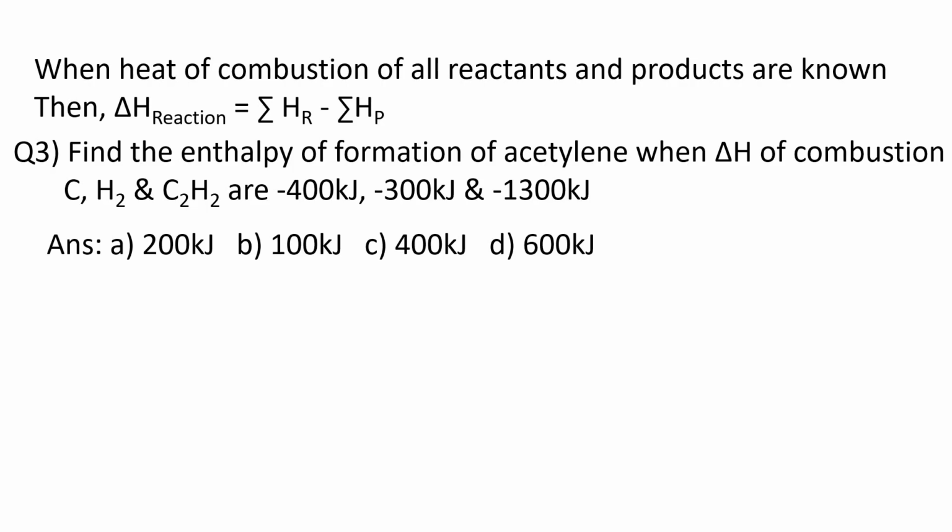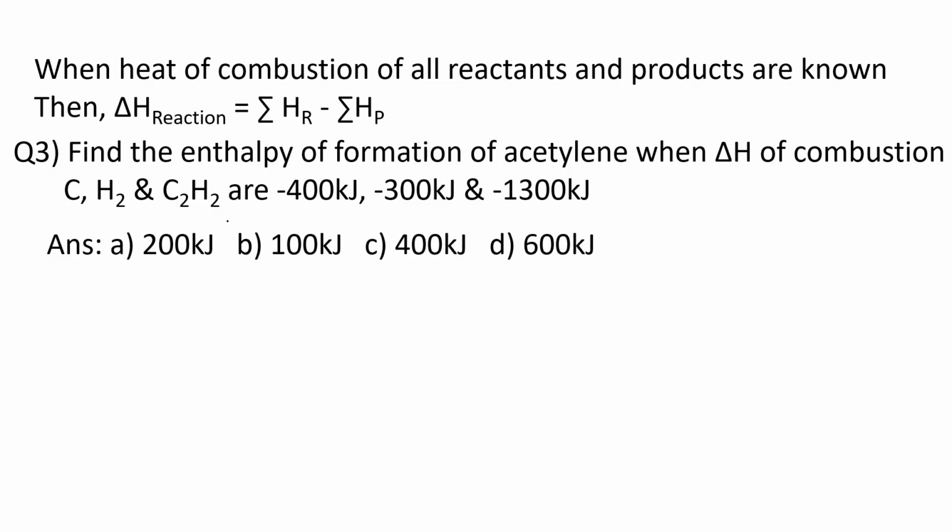Now coming to the next problem. See here, when heat of combustion of all reactants and products are given, then the heat of the reaction formula is the summation of the enthalpies of the reactants minus the summation of the enthalpies of the products, provided all the combustion values of reactants and products are given. It should not be mixed up: one combustion, one formation, not like that. If heat of formation is given, then the equation is the summation of enthalpies of the products minus the summation of enthalpies of the reactants, and this is the reverse one.